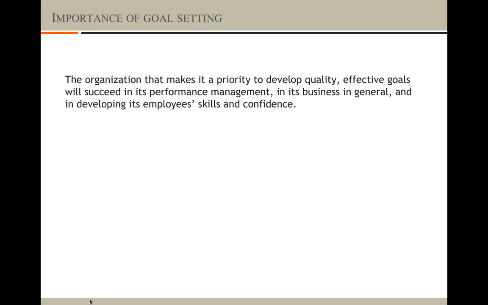Now, again, this is just a reiteration of why goal setting is important. An organization that makes it a priority to develop quality and effective goals will succeed in its performance management, in its business, in developing its employee skill and confidence. So, do you all agree with this? Do you think goal setting leads to developing the employee skills, confidence, and demonstrates that the organization has a good performance management system in place? Yes.